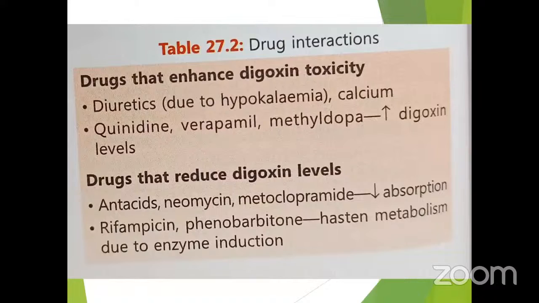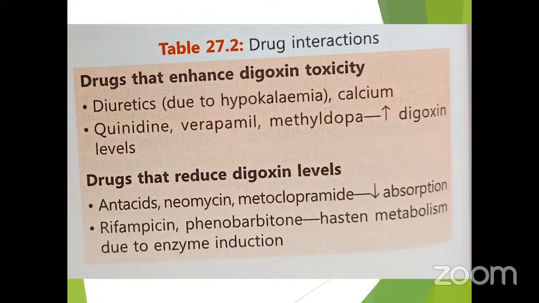Okay, next, drugs that enhance digoxin toxicity are diuretics. Hydrochlorothiazide with digoxin, we could normally use it. So for that, hypokalemia is produced. So you have to be very careful. Potassium decrease, calcium increase can lead on to toxicity and casualty.